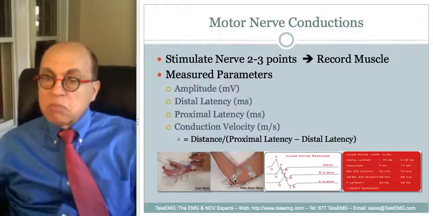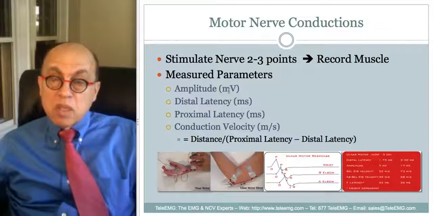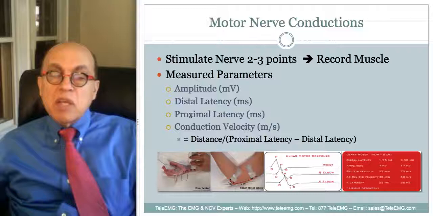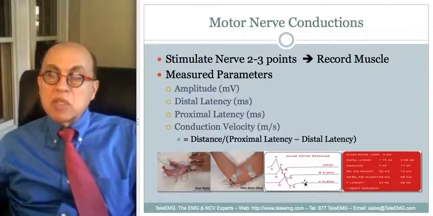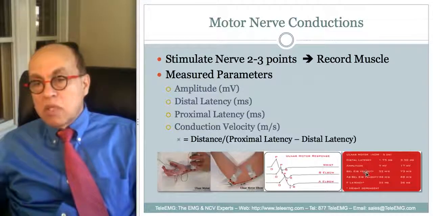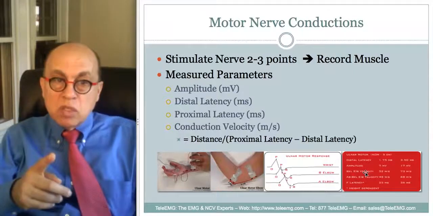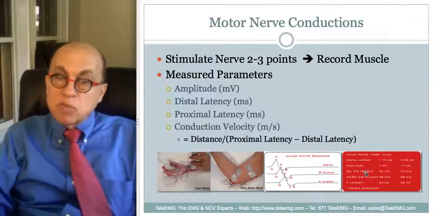So here, like in the sensory, we measure the amplitude. Instead of microvolts, we use millivolts because the motor amplitude is much greater than the sensory amplitude. We still measure the distal latency and the proximal latency. This is the distal, this is the proximal latency. And we calculate the conduction velocity between these different points. Always, as usual, compare it to normal values obtained at the same stimulation and same recording points. It's very important, because otherwise you'll be comparing apples to oranges.